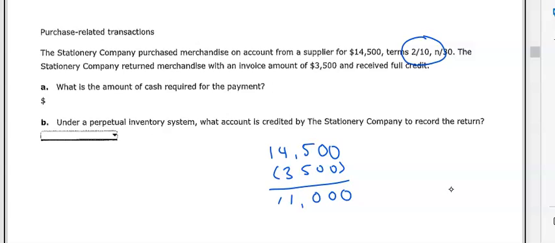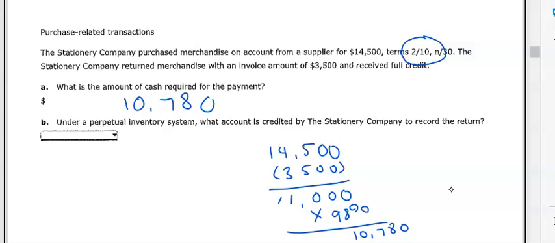So we don't pay 100% of $11,000. Instead, we're going to pay 98% of that. So if we say 11,000 times 98%, you can see that it is 10,780. So the amount that's required for payment of this invoice is $10,780. Under the perpetual inventory system, what account is credited to record the return?